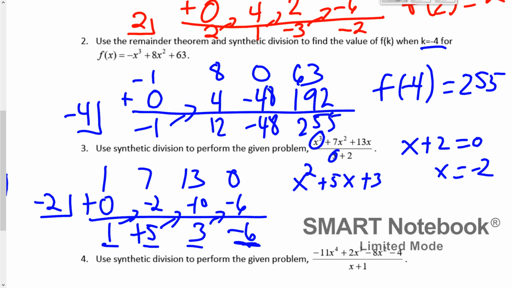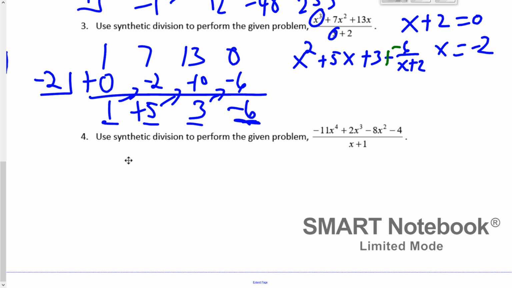Now this is my remainder. The last one's my remainder, so it's a negative 6. You could write it two different ways. You can put minus 6 over x plus 2, because your remainder is always over what you're dividing by, my divisor. Or I could do x squared plus 5x plus 3 plus a negative 6 over x plus 2. Either way is fine.